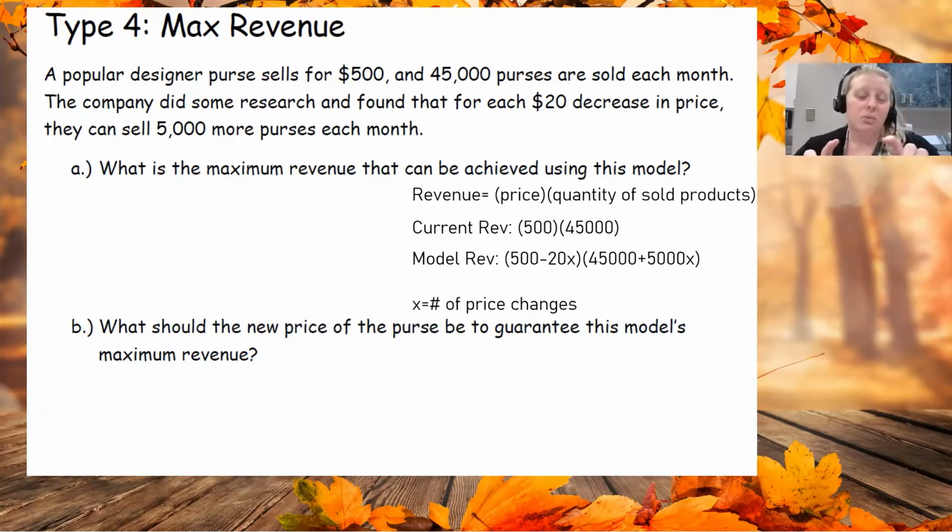It's important to write what X represents. It's very, very easy to lose track of where you are in these problems. So it's really important that you remind yourself, X is the number of price changes that occur. Or you could say X is the number of people that receive this discount. However you need to word it, but this number fluctuates.